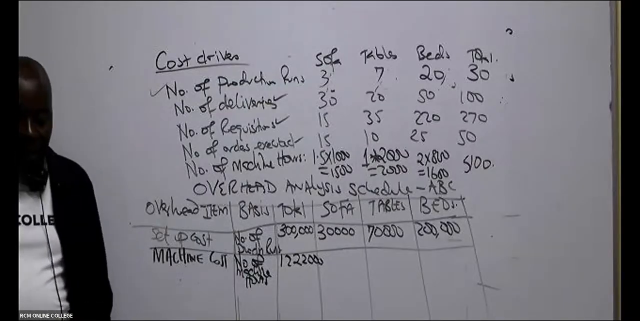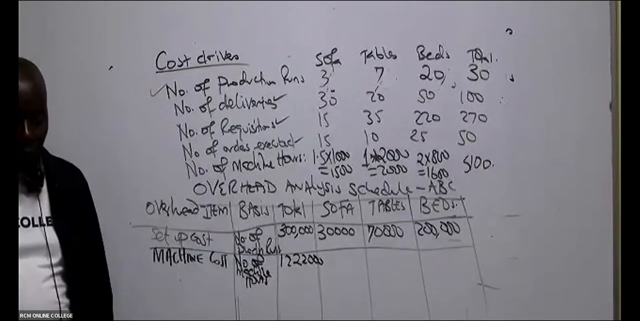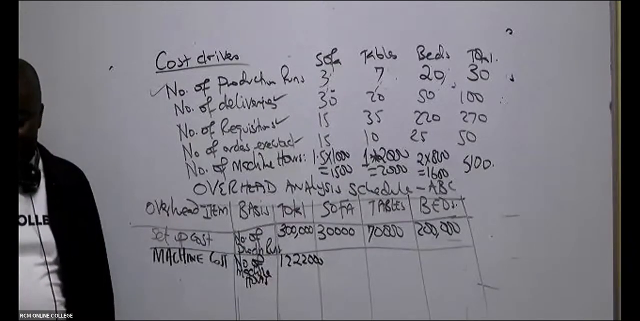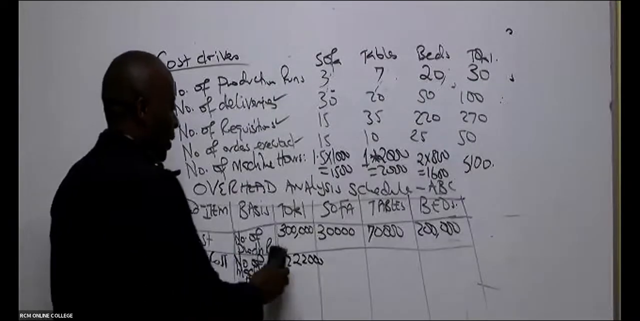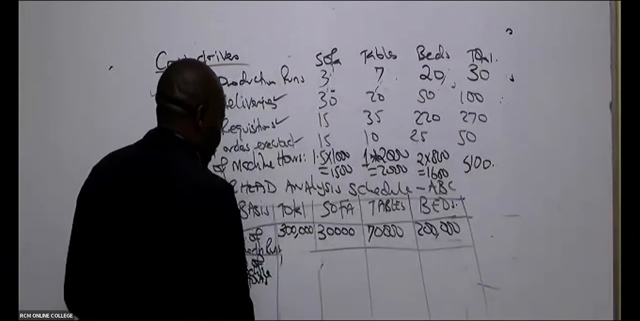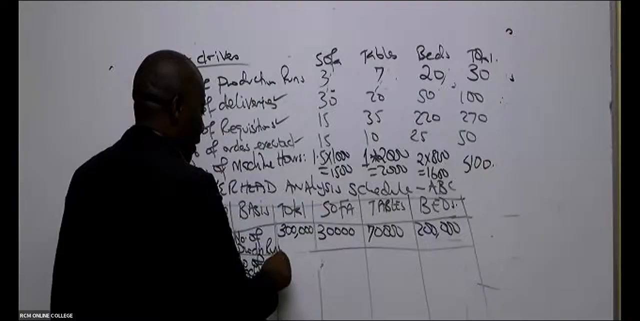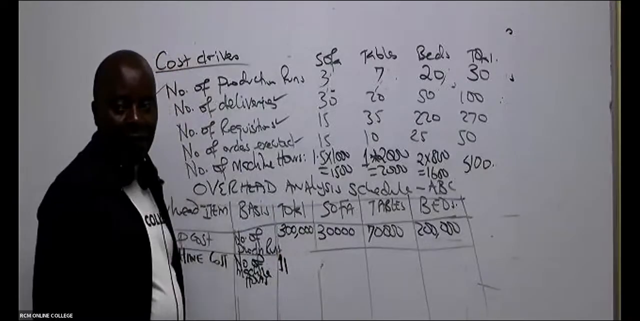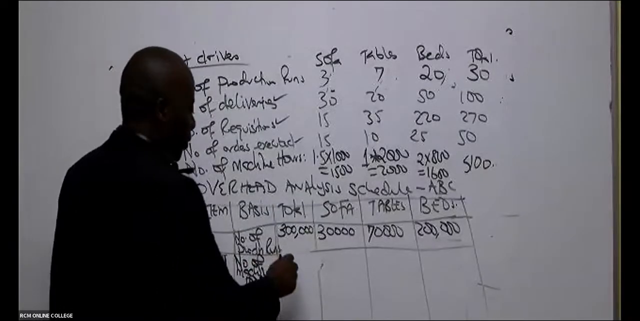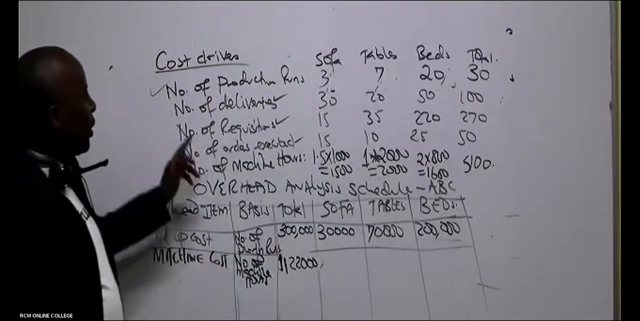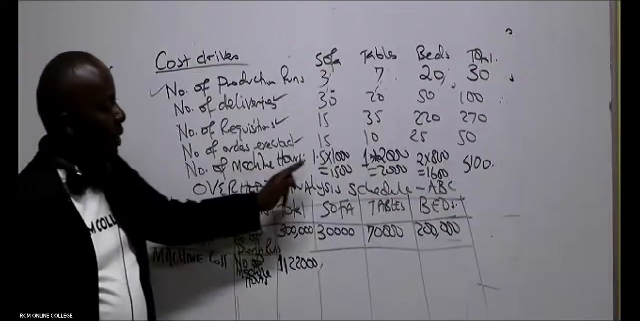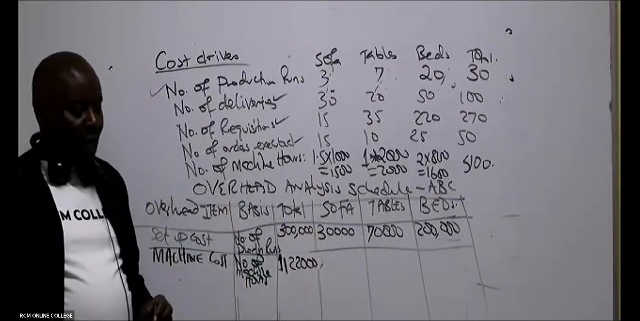Let me give you 1 minute. Tell me whether you're able to apportion. The figure is wrong, huh? It's supposed to be 11. Thank you so much. So the figure is wrong here. So 11,22,000. And we are apportioning these using the machine hours. We have them here.